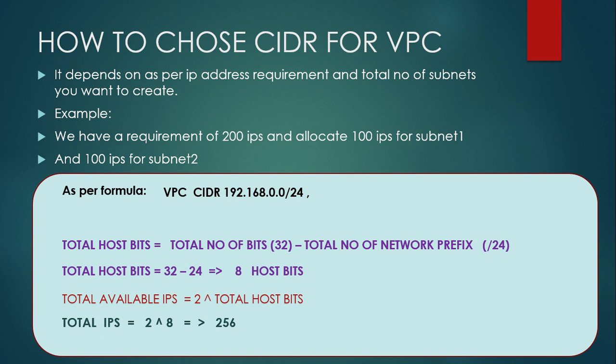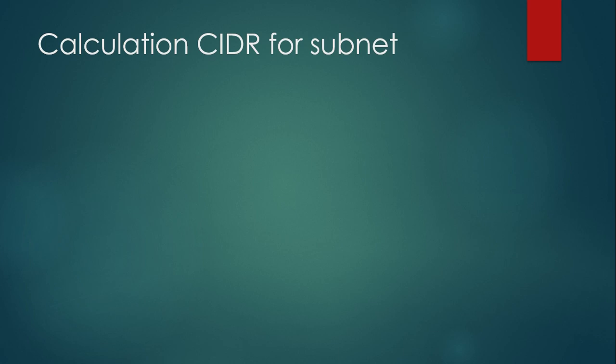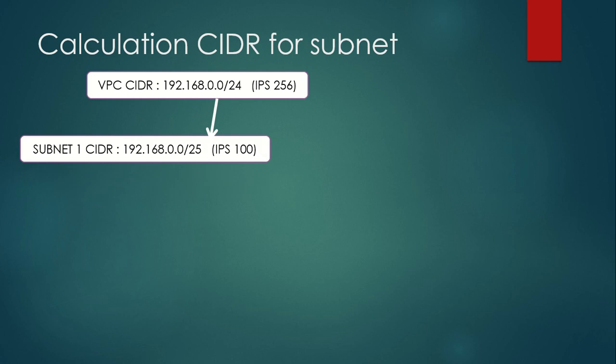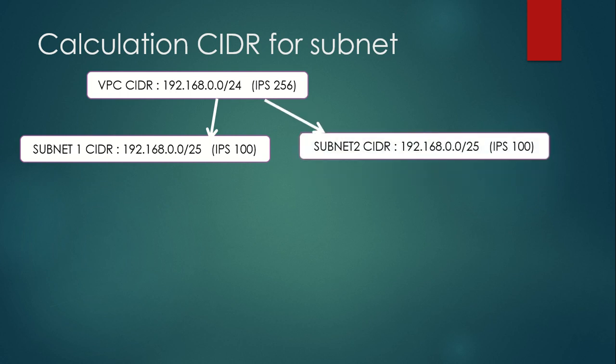As per my requirement, I need 200 IP addresses. This is going to fulfill my requirement. That is the reason I am going to take the VPC CIDR as 192.168.0.0/24. Now I am going to calculate the CIDR for the subnets. Based on this VPC CIDR, I am going to find the subnet CIDR: 192.168.0.0/25. For the second subnet, I'm going to take the CIDR 192.168.0.128/25. Now I'm going to find out how to calculate this.